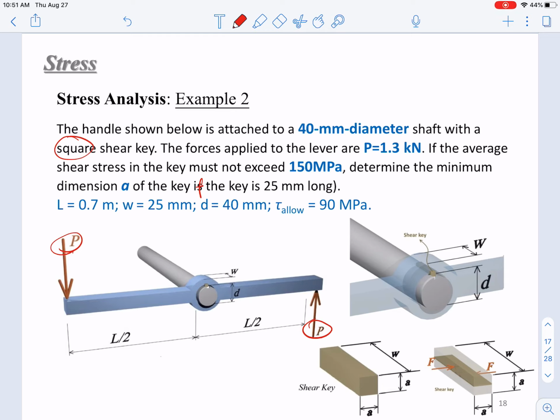The L from here to here, this is the L, right? The L is 0.7 meter. Then the W, that is the length of the shear key, it's 25 millimeter. W is here. The D, diameter of the shaft, is 40. The shaft here, this is 40. Then the allowable shear stress is 90 MPa. So it's 150. Okay, so 150. This is wrong.